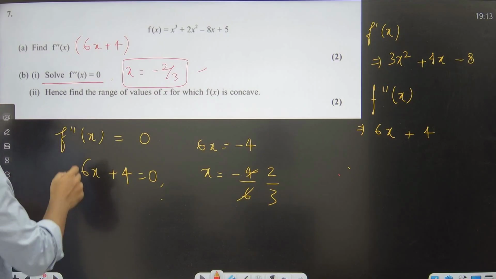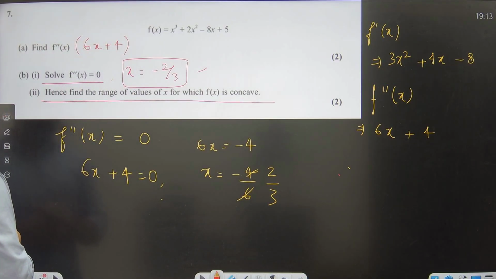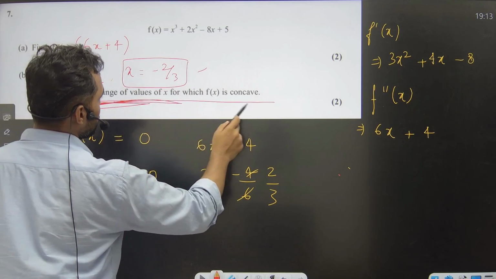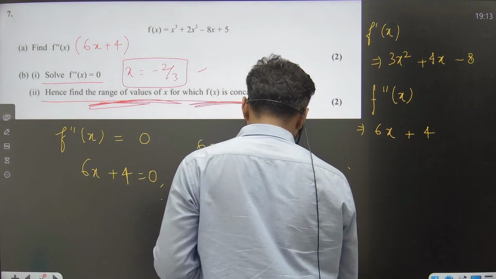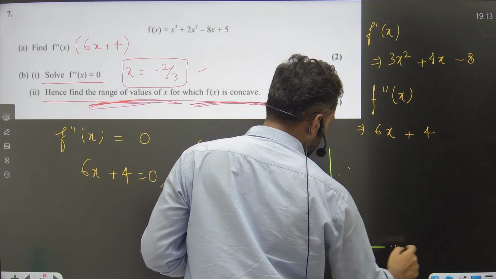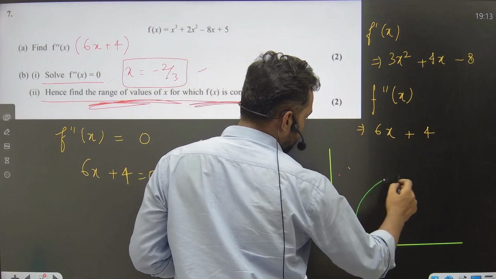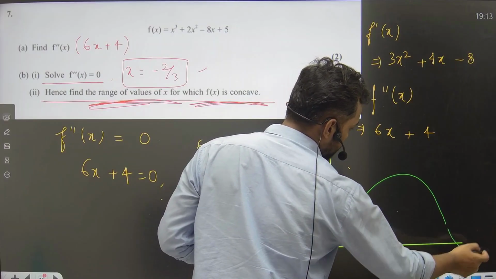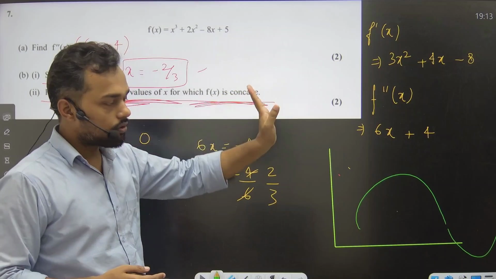In the next part, students, they have asked to find the range of values of x for which f(x) is concave. So whenever this part of the question is asked, range of values of x for which f(x) is concave in nature, I'll be doing it here, students. See, concave and convex, don't get confused. Any function is like this, or it could be like this, or it could be concave downwards or concave upwards.